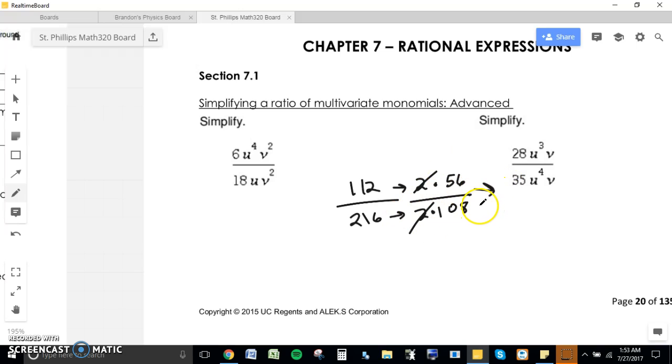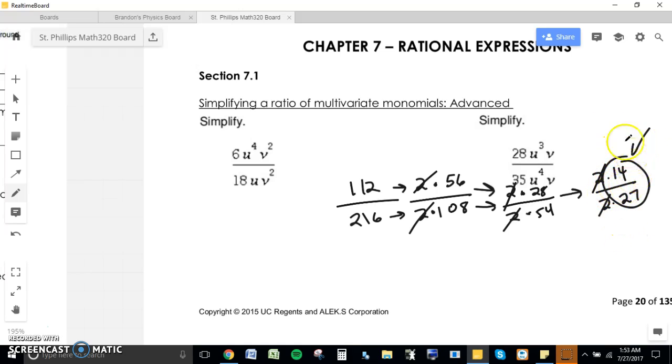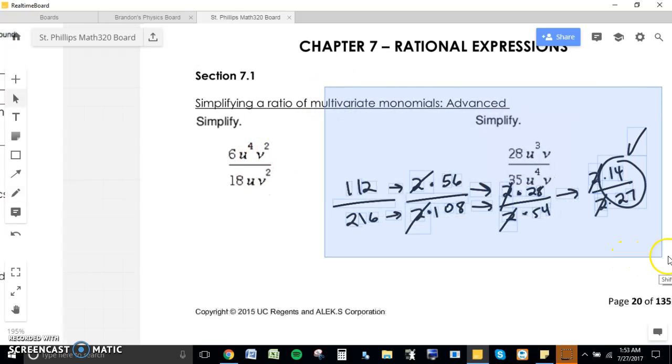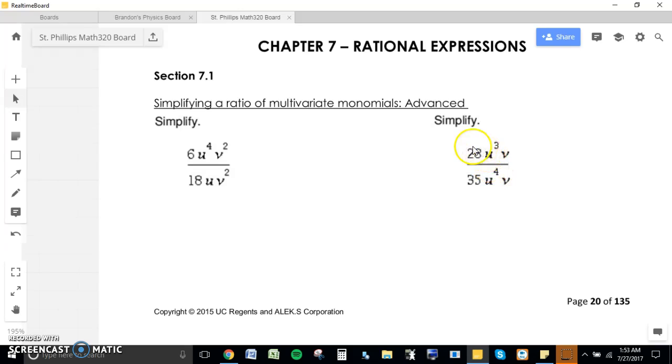We can keep doing the same process. We can turn 56 into 2 times 28, and 108 into 2 times 54, cancel out those common factors again, and you just keep doing the process. 2 times 14 over 2 times 27, cancel out, and then we reach a point where there are no more factors to cancel out, and we're done. We're going to do the same concept here, except we're going to have variables thrown into the mix. But we're going to keep canceling out common factors on the top and the bottom.